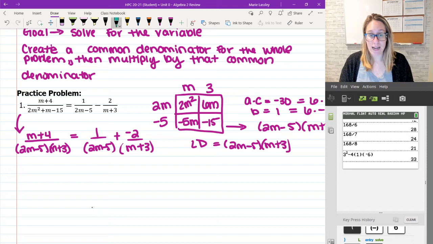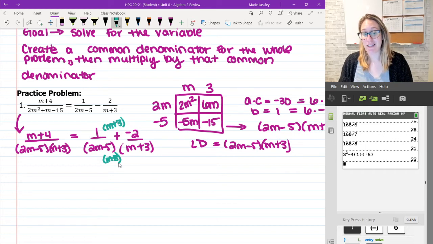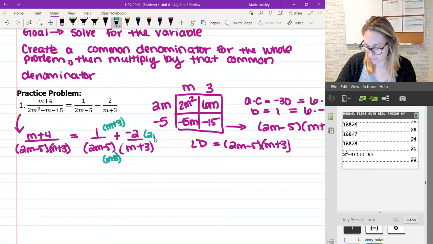All right, but on the right-hand side, I do need to make some additions. So for that first term, the 1 over 2m minus 5, I'm missing the m plus 3 piece. So I must multiply top and bottom by m plus 3. All right. My second term on that right-hand side is missing the 2m minus 5. So I need to multiply top and bottom by 2m minus 5.